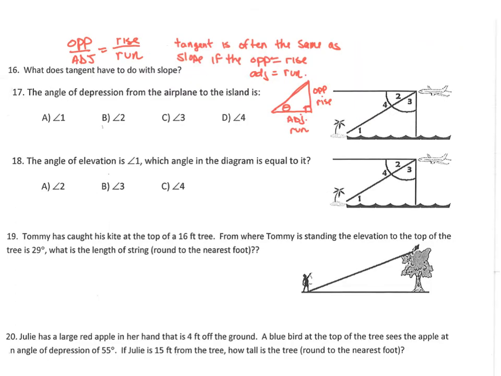In question 17, the angle of depression from the airplane to the island would be that angle right there. So that angle is angle 2. Angle 4 would be the entire angle of 2 plus 3. So angle 2 is the answer. Question 18, the angle of elevation is 1. Which angle in the diagram is equal to it? We could say that angle 1, which is the angle of elevation, is equal to angle 2, which is the angle of depression.